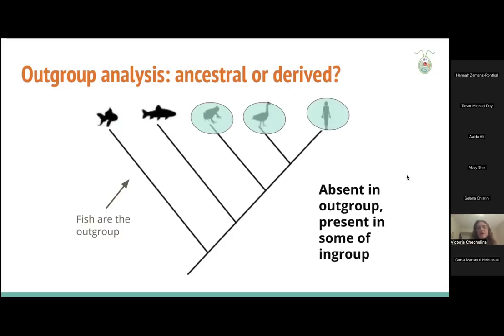So if we have a trait that is absent in the outgroup and present in some of the in-group, what do we think, ancestral or derived? If you said derived, you're correct. That's the most straightforward explanation, probably evolved further along in time, somewhere between the sharks and the frogs.